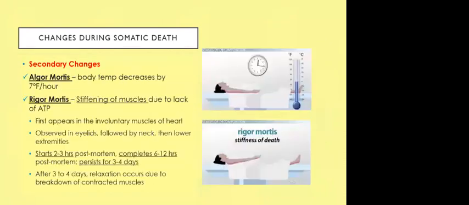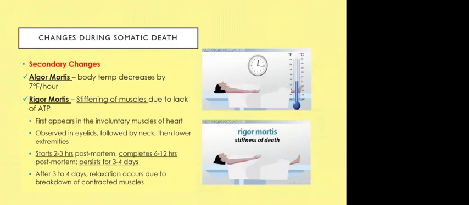Okay, so now let's proceed with the secondary changes. These secondary changes can usually be observed using our naked eye. Okay, so we have seven, and these secondary changes usually follow after death, and can be observed during post-mortem examination. The first one is algor mortis. So algor mortis is the first demonstrable change observed in a dead body. So for this type of change, there is cooling of the body.